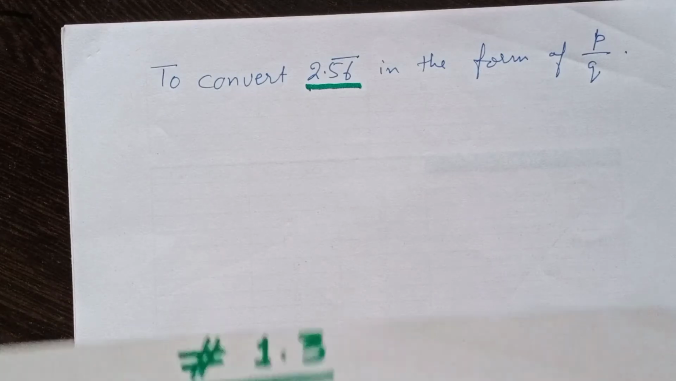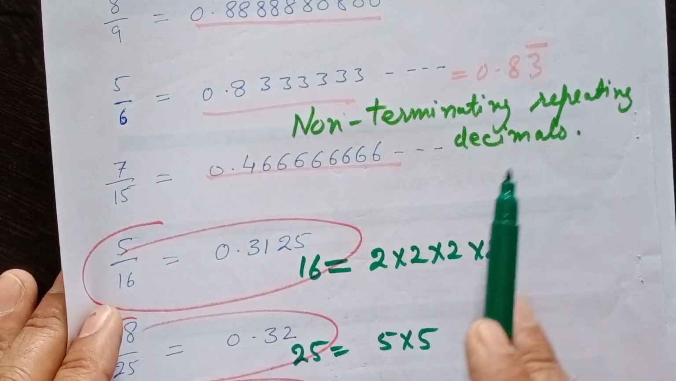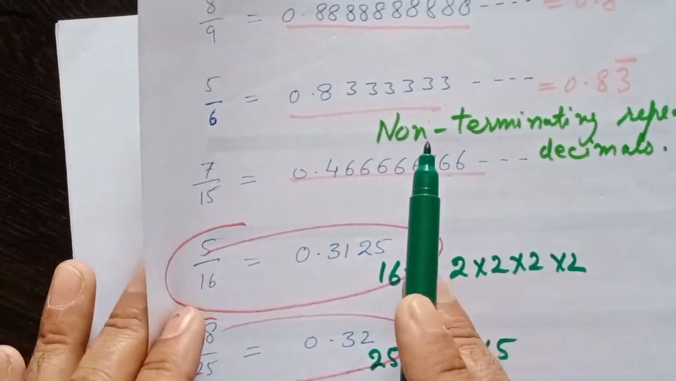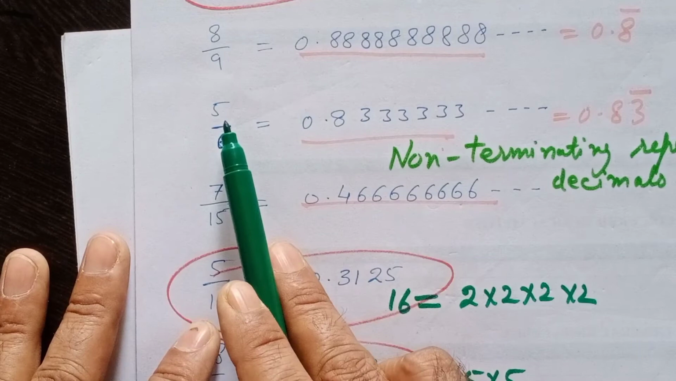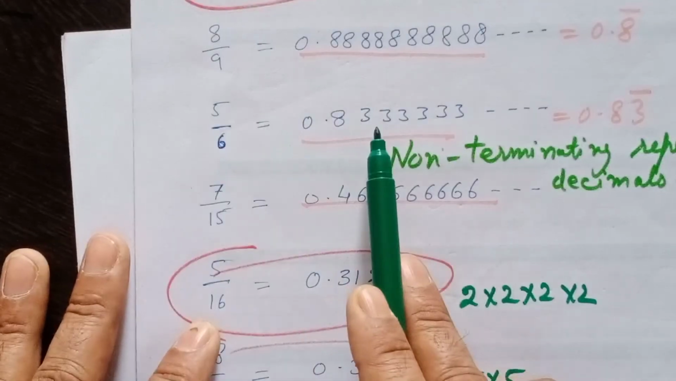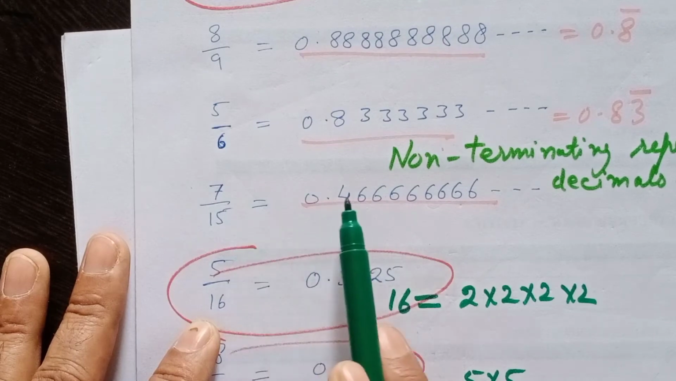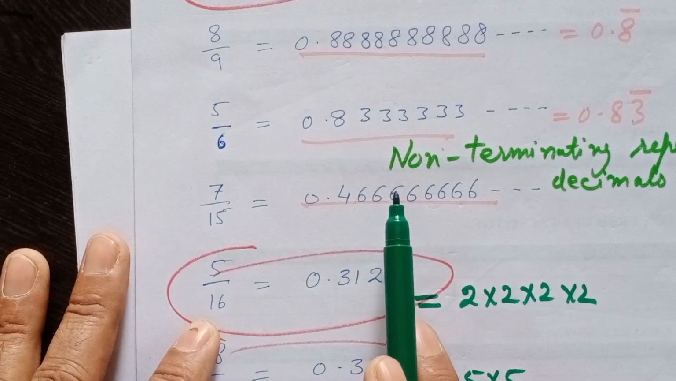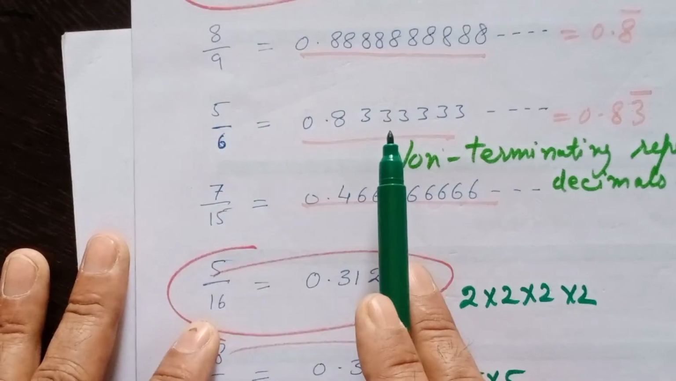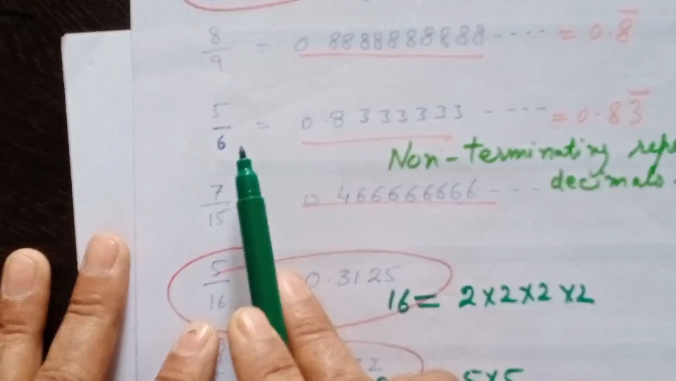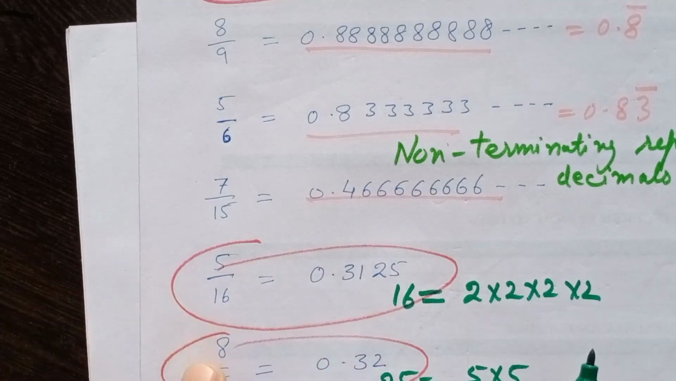So let us see the name once again. Non-terminating repeating decimal. So we will now learn the reverse. Here we learned how to convert 5.6 in this form, then we converted 7.15 in this form. Now we shall learn how we can convert this back into 7.15, how we can convert this back into 5.16. So let us move on.